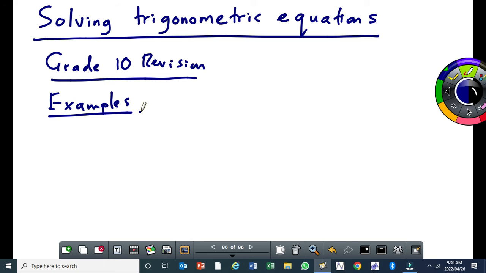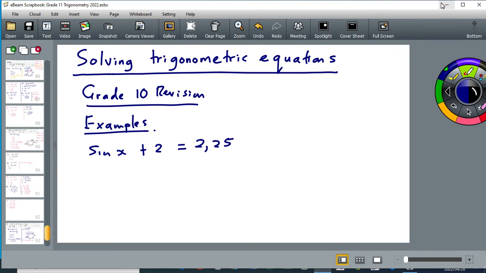In grade 10, we solved trigonometric equations like, say, sin x plus 2 is equal to, maybe I can make this 2,25. So when you solve this, you use the calculator, obviously. So let me check out my calculator.